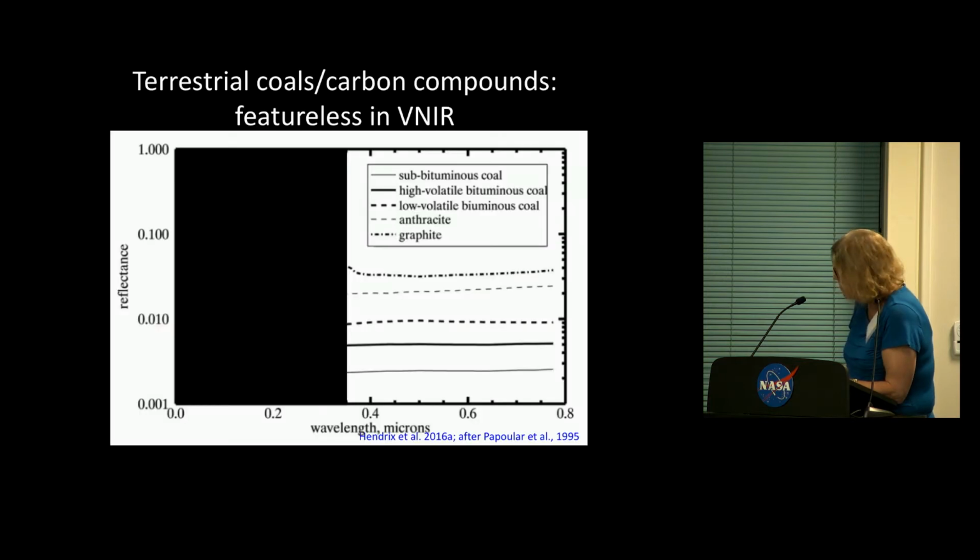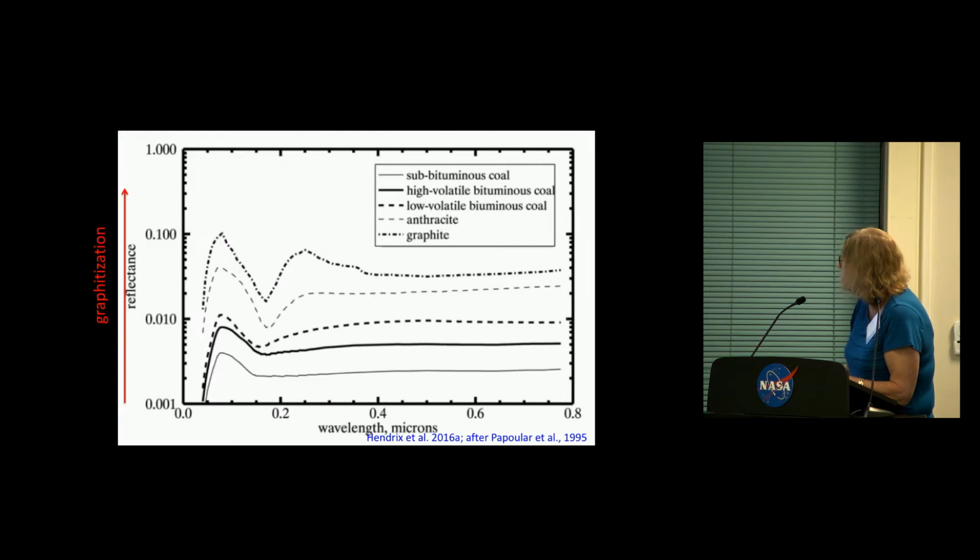And I'll find the right one here. So again, here I'm going to show you some laboratory spectra of different variations of carbons and carbon compounds. They're reflectants, absolute reflectants. They vary here. They're from Papular. Hendricks et al. presented them. And I'm showing you the cutoff here at about where we normally would cut off our ground-based observations.